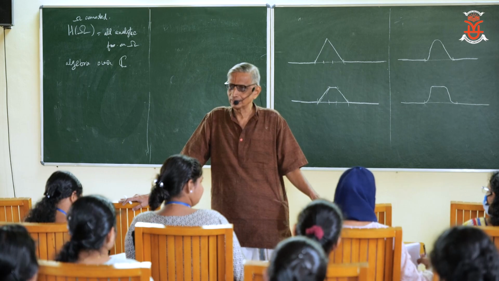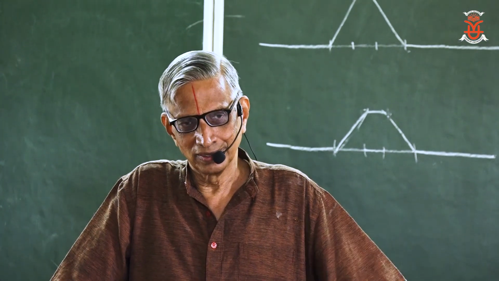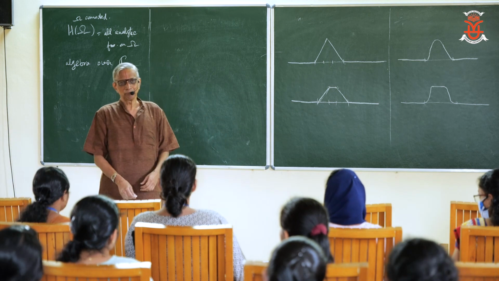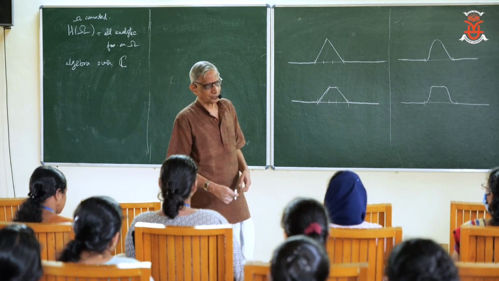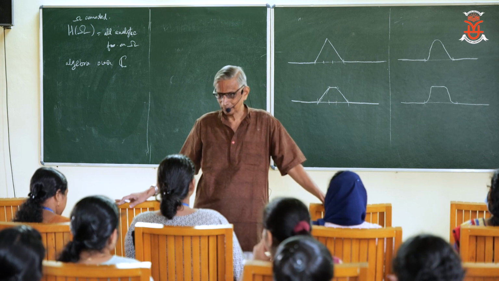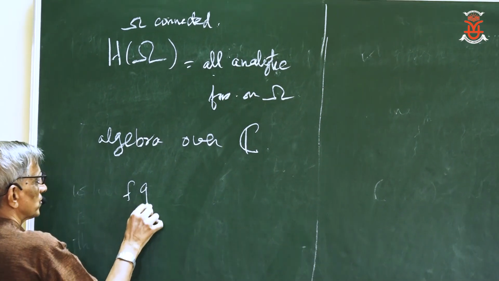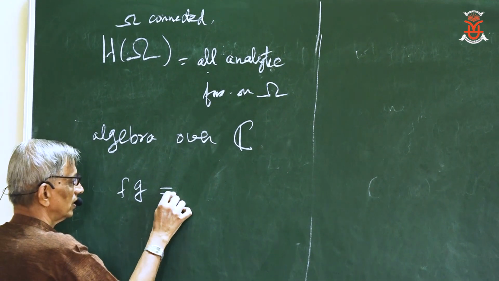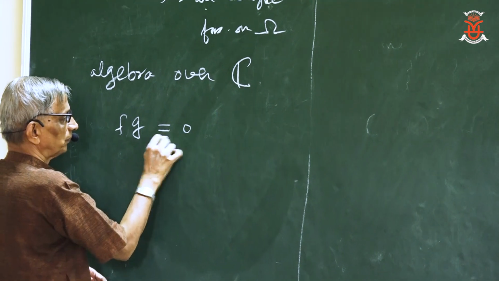Forget the linear structure. So what kind of ring is this? Of course, it's a commutative ring, actually. Does it have any zero divisors? You have talked of zero divisors. Suppose you have two functions, f and g, so that fg is the zero function.